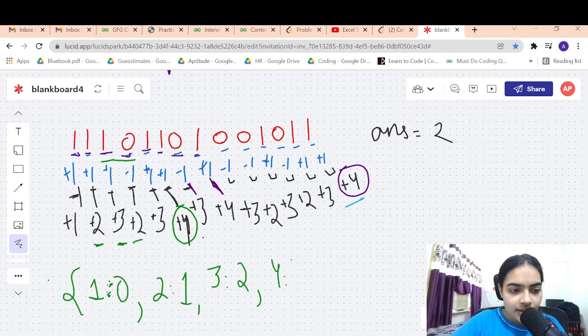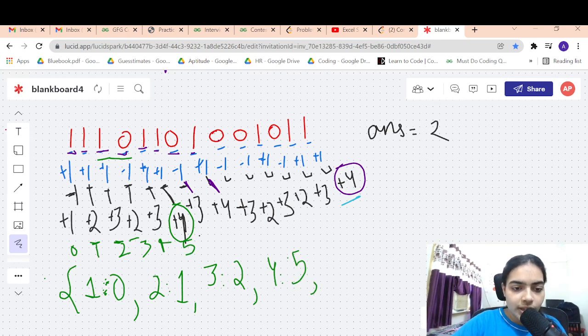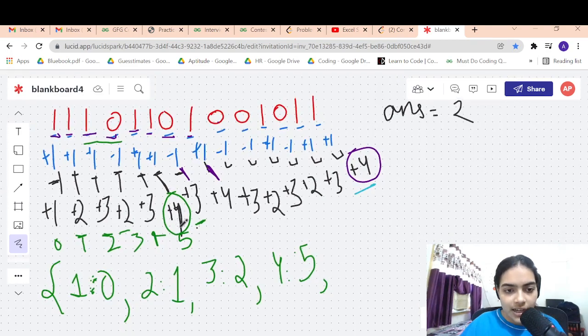And it is at which index? I will store the index number 5. Okay, now let's go to the next case. Next I see a +3 again.